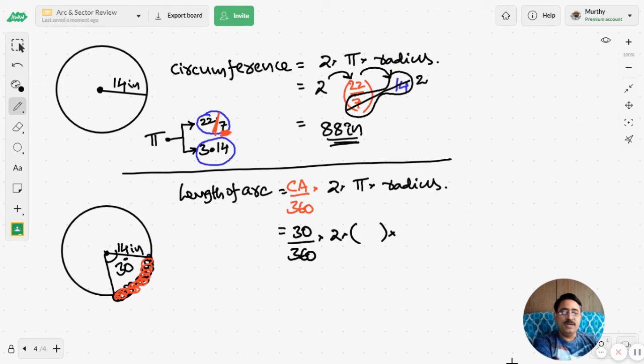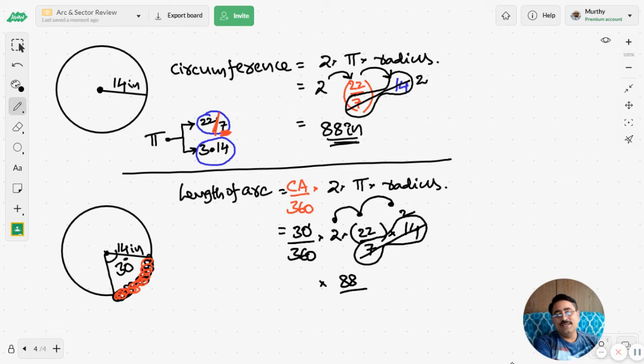What value of pi to take? As I mentioned before, it depends upon the radius. I see that the radius is 14 inches. So this is a multiple of 7. So let me take 22 over 7. I'm a big fan of this one, the butterfly method. So 14 divided by 7, 2. So 2 times 22, 44 times 2, 88. So this is 88, and 30 over 360, 0, 0 cancelled.